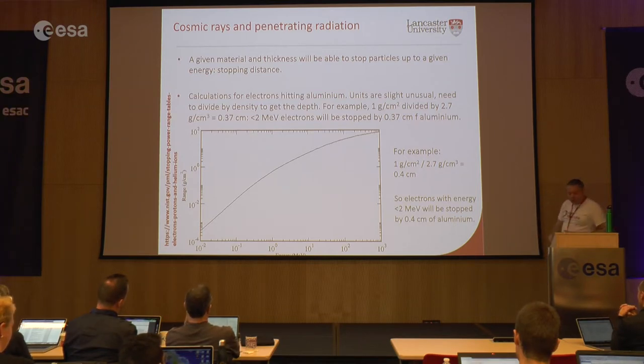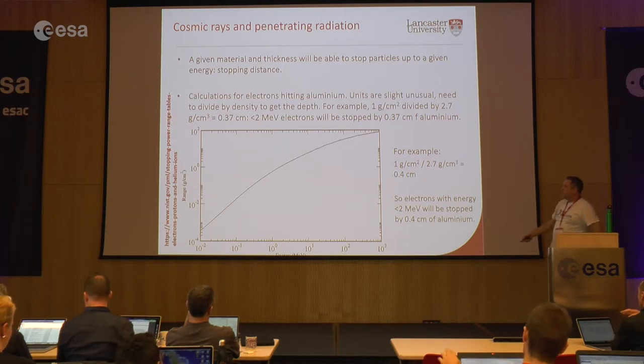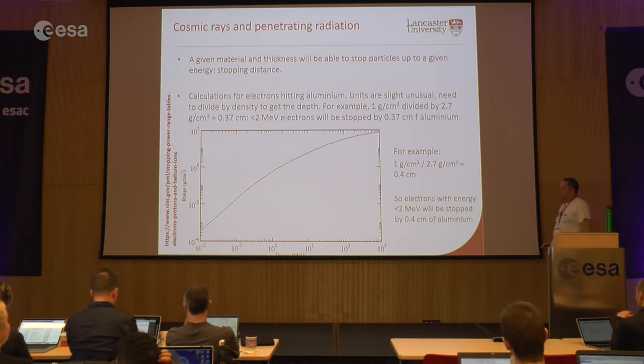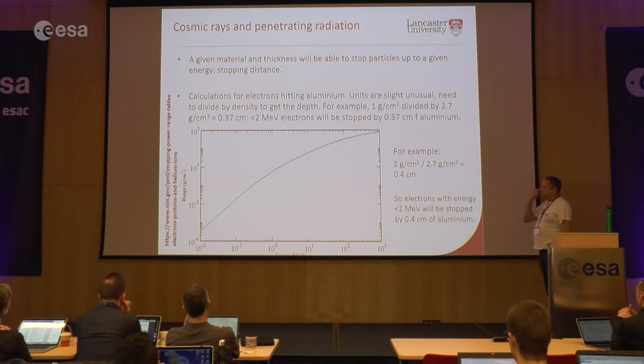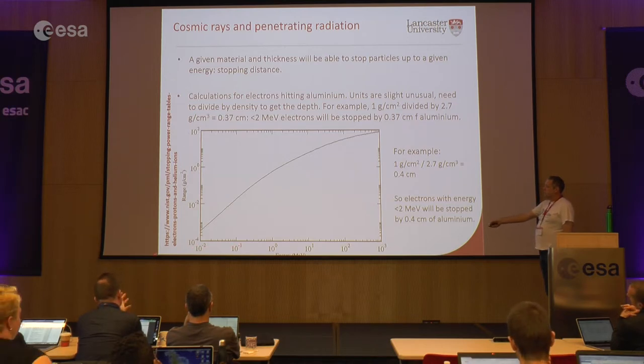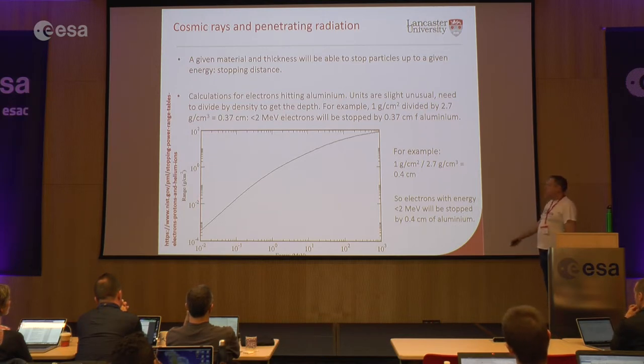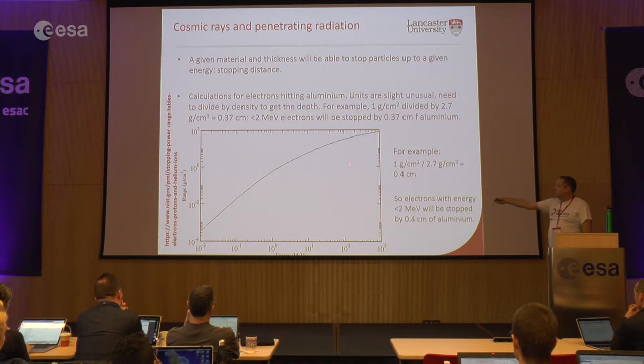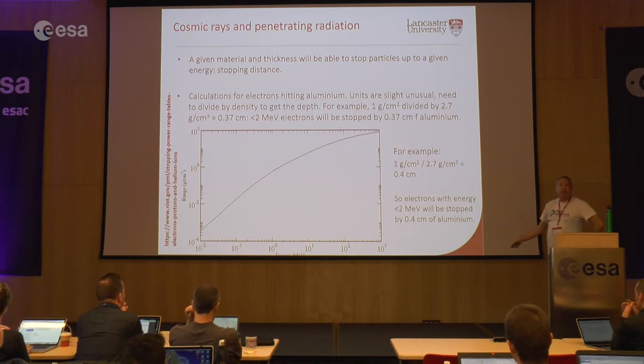You can do those calculations, and this plot down here is a calculation from the model called E-Star. You can get to this from the NIST website. This is as a function of the energy of the incoming particle, in units of MeV. This shows you the range that particle will penetrate to. As you would intuitively expect, as you get to higher and higher energies, like a 100 MeV electron, it will penetrate to a much larger distance through the material than a particle with, say, 100 keV would. The units are slightly weird here.